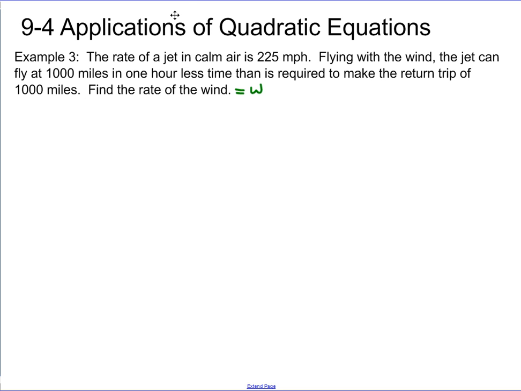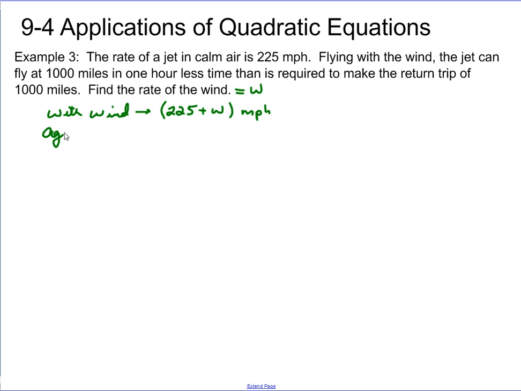Well, whatever the rate of the jet is, if we're flying with the wind, that means that we can add the rate of the wind to the rate of the plane to get our total speed of the jet. And so in this case, that would be 225 miles per hour plus W miles per hour to get our speed with the wind. And how about against?